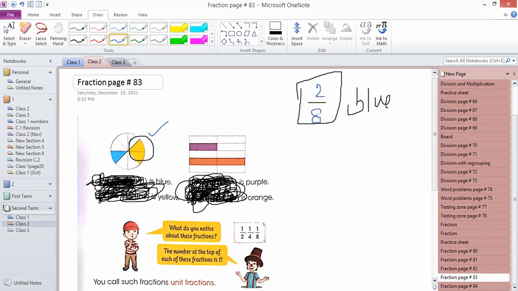Can you tell me how to read it or how to write it? Read it: two, for the yellow, and then eighths. The whole was divided into 8. So we will read it as two eighths. Okay.